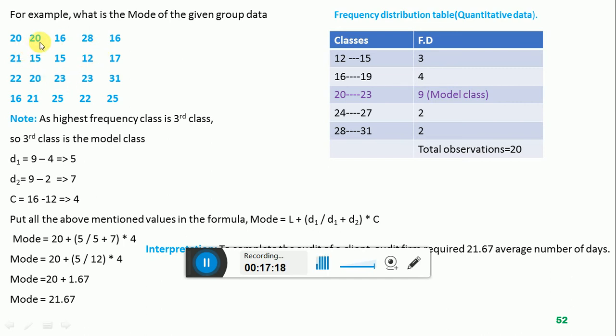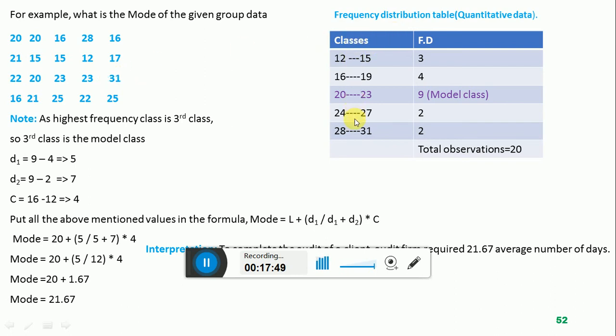This information represents the audit time in days. An audit firm is conducting audits for 20 different clients, and this information is the number of days required to complete the audit of each firm or each university. So we develop the frequency distribution table for this given quantitative data set.